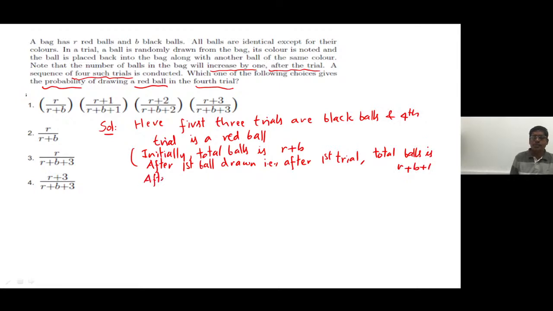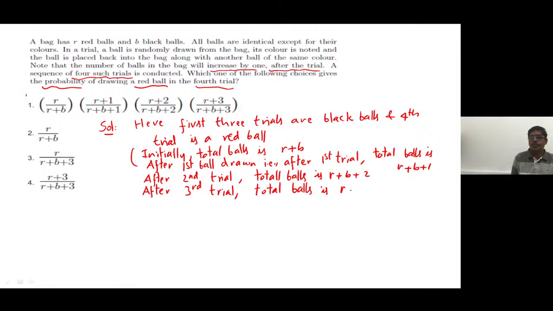After second trial, total balls in the bag is R plus B plus 2. After third trial, total balls is R plus B plus 3. This is the reason. Explanation.